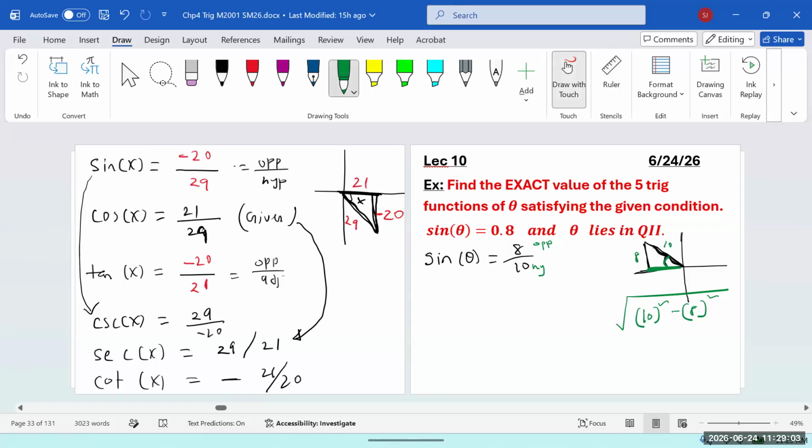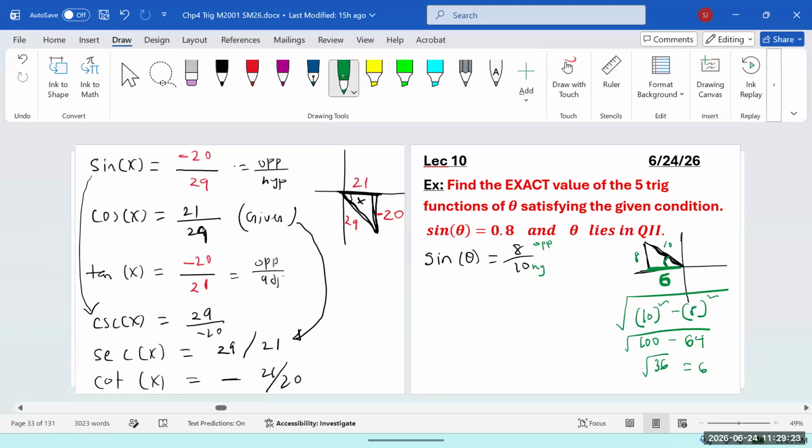So I didn't change color. So we have 100 minus 64. And how much is 100 minus 64? 36. And what is the square root of 36? 6. So this missing side is 6.